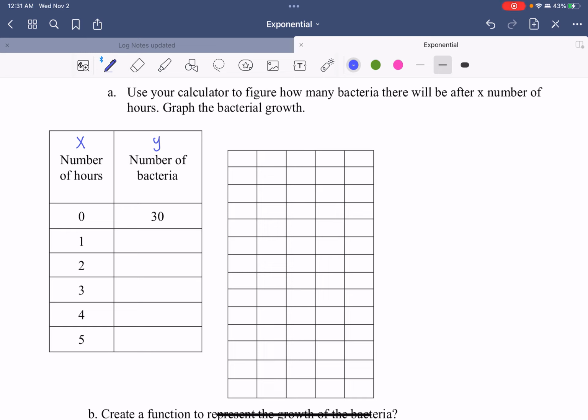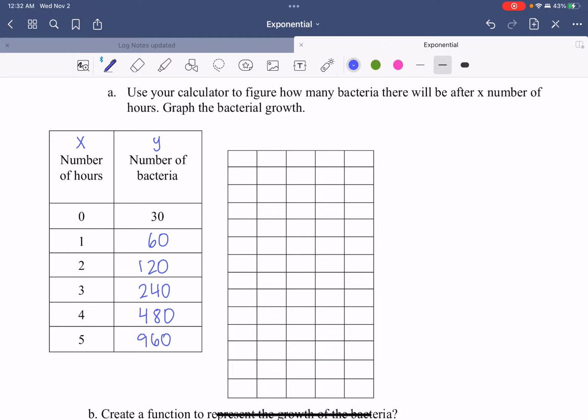So at 0 hours, we started with 30 bacteria. If we double, 30 times 2 will be 60. So there are 60 bacteria after 1 hour. 60 times 2 will be 120. 120 times 2 is 240. 240 times 2 is 480. 480 times 2 is 960. So you take every previous value and multiply it by 2 because the bacteria are growing by a factor of 2. So they're always being doubled.